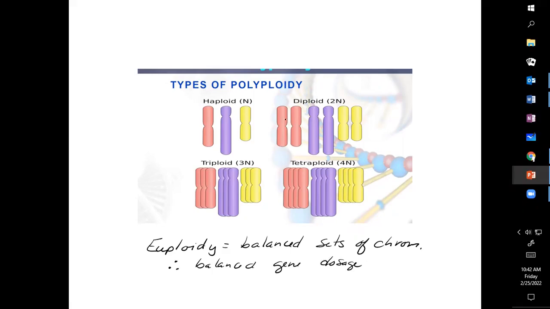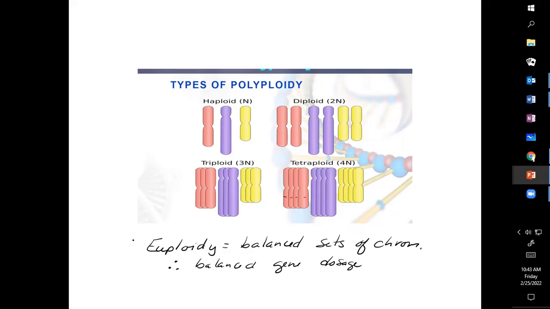So if we take a diploid organism, each gene has 2 copies. So for each gene in the organism, you've got 2 copies, 2 alleles being expressed. You've got a 2x gene dosage. In a triploid, now you've got 3 copies of each allele, but all of the genes are in 3 copies. So they're balanced, right? They're all in a 3x situation. Tetraploid, you've got 4 copies of each allele, but all of them are in 4 copies. So it's a euploid situation because it's balanced.